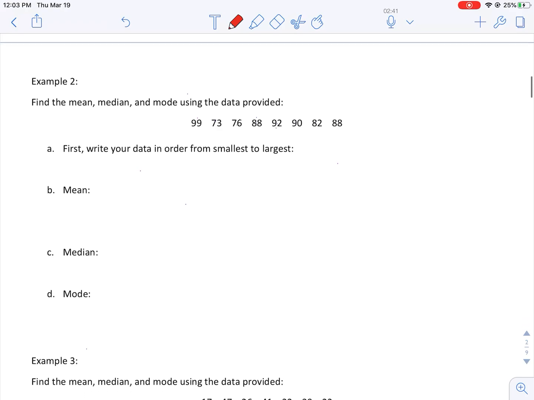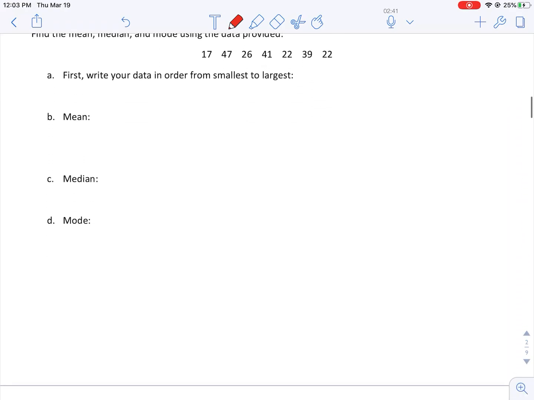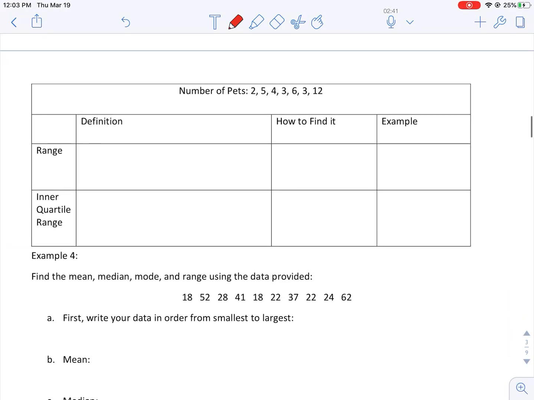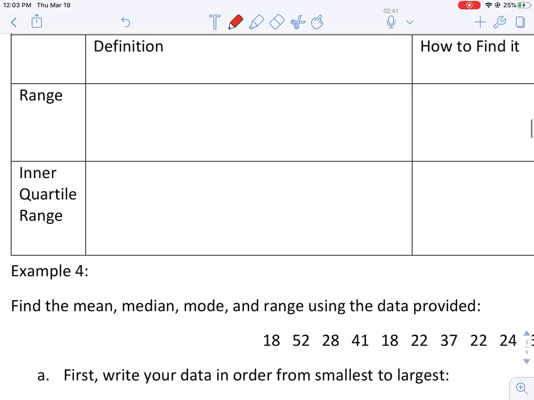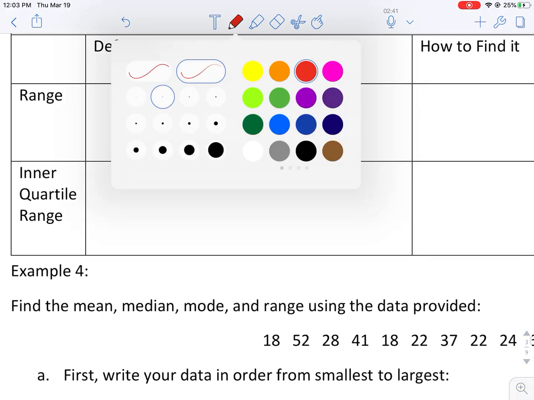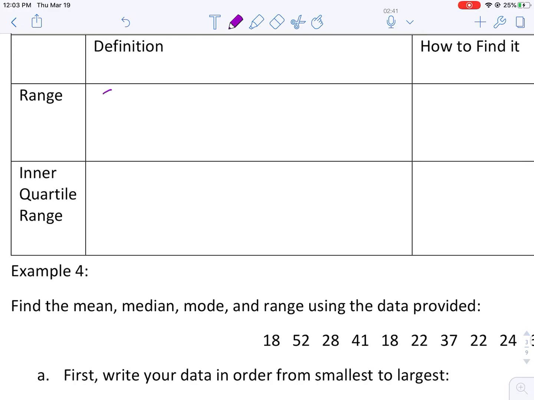All right, so moving on, you guys can do examples 2 and 3 on your own. And we're going to go down into range. Okay, so range. Range basically is the span of the data.